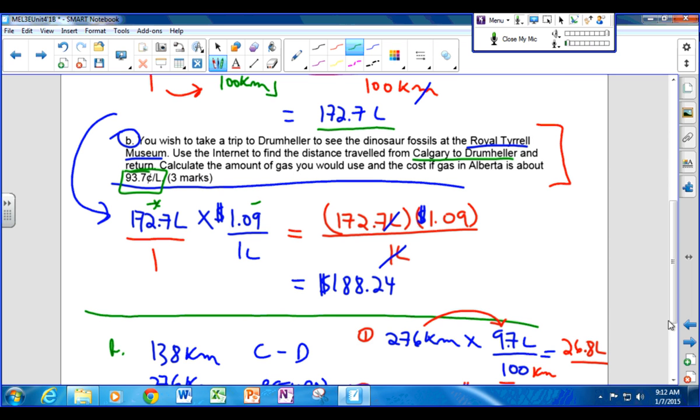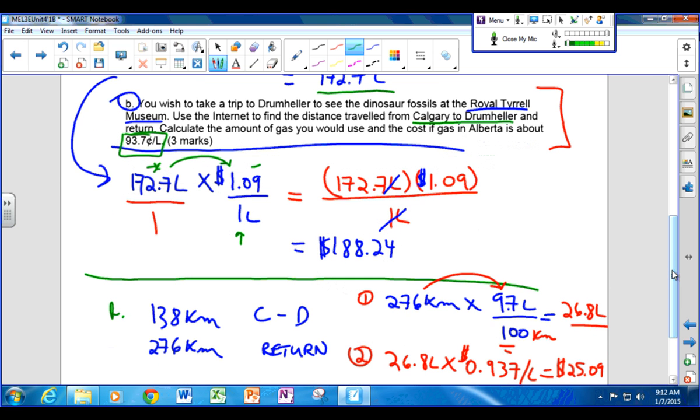Okay, now you're just multiplying these two numbers together. You could divide by 1, but it doesn't change anything, right? It's 172.7 times $1.09 per liter, and then you can divide it by 1, but you don't really have to. Okay, so we worked out that it was 188.24. Your actual number will probably be twice that, or something very close.